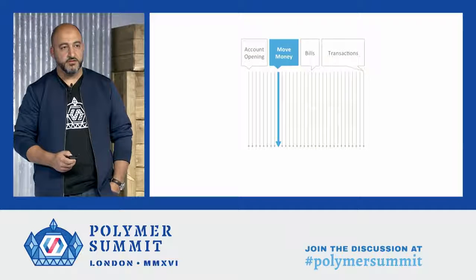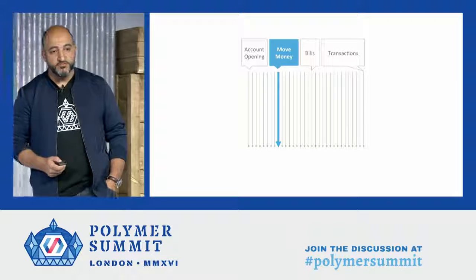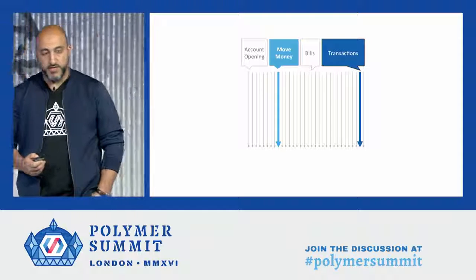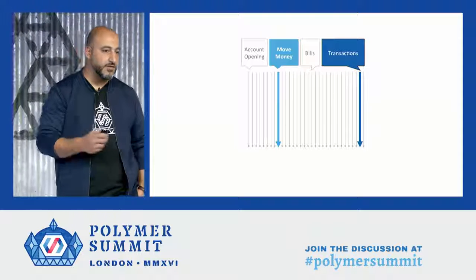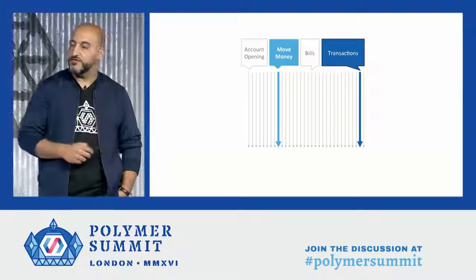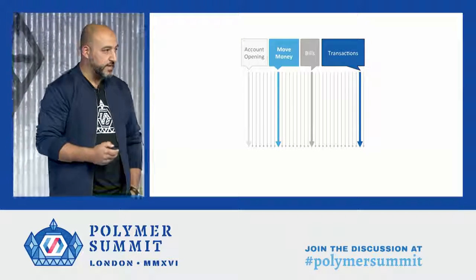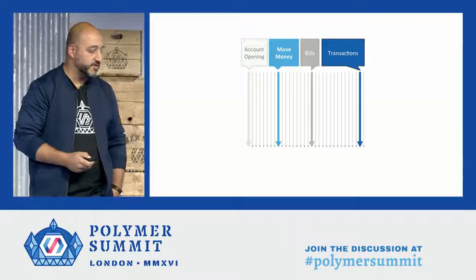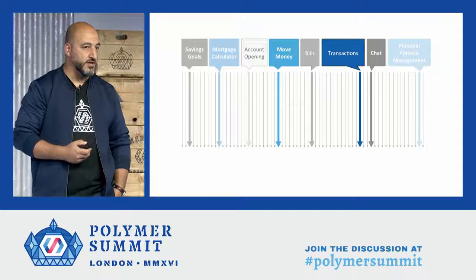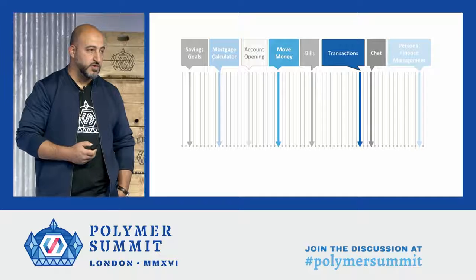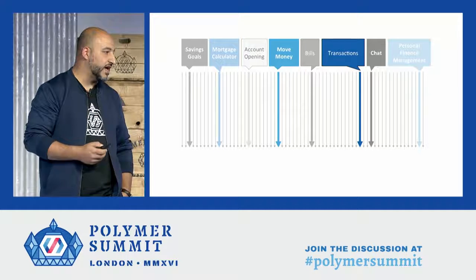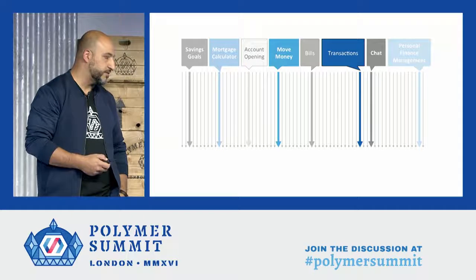So now what does that mean? Let's go back to this scenario. When we do move money, and we do the transactions project, they're not coinciding and they're not contending for resources. Bills can also go in parallel as well and have more concurrent development. In fact, we can have a lot of concurrent development because the architecture is broken up. We don't have a monolith per se.